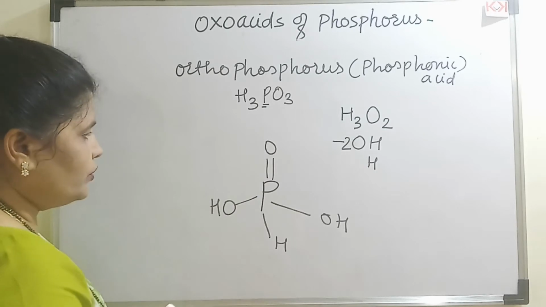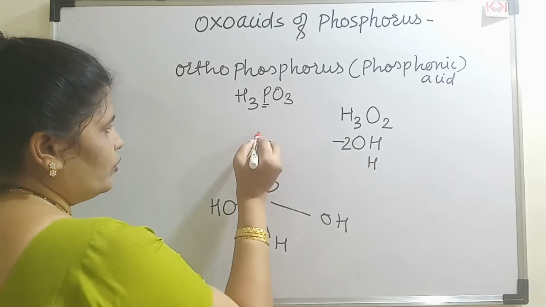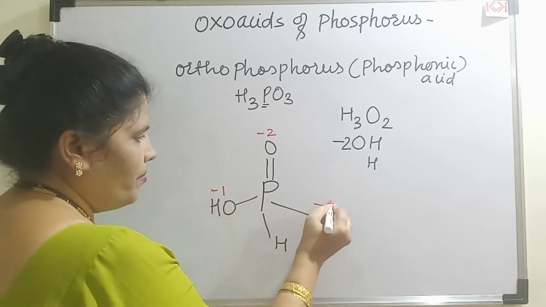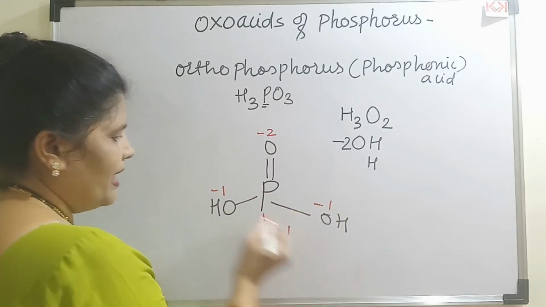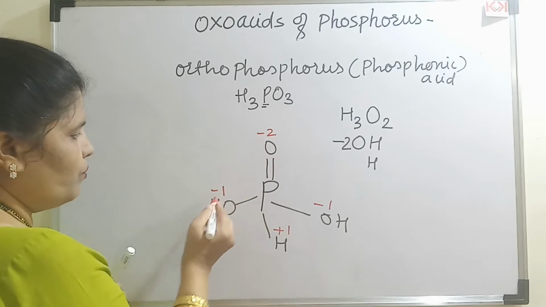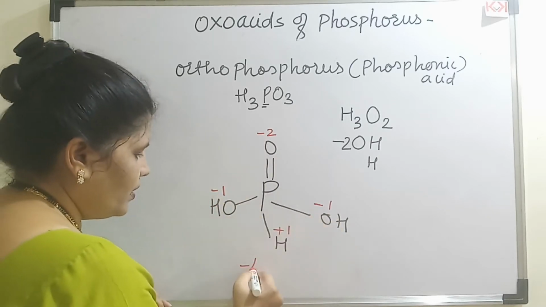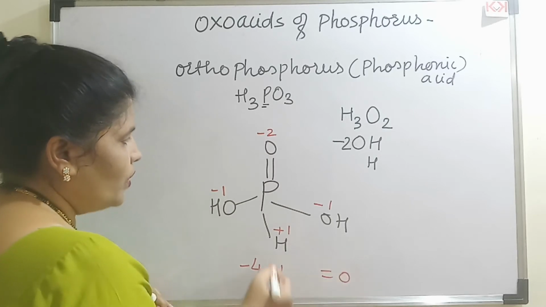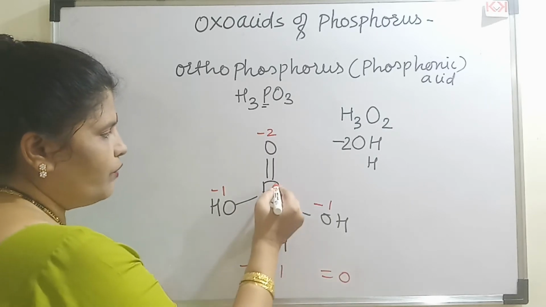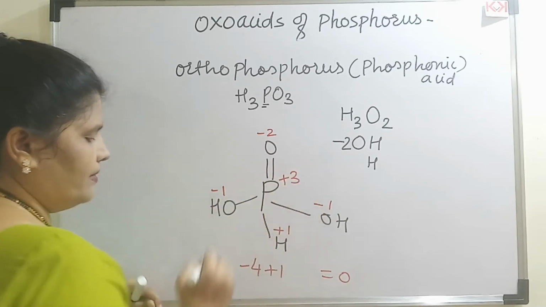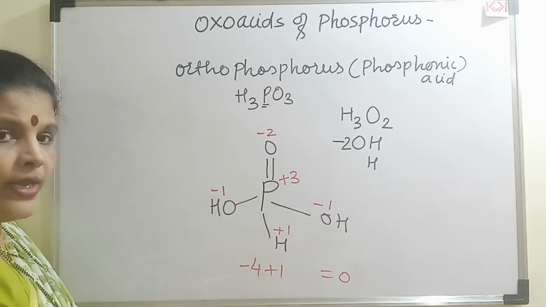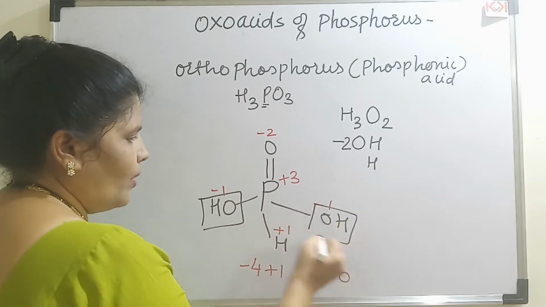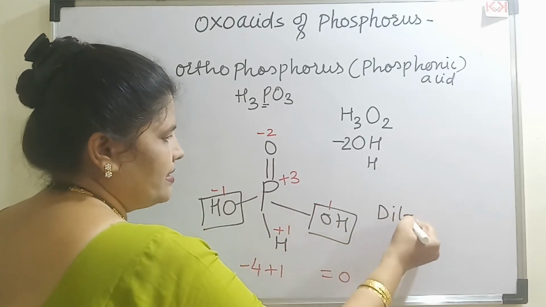Let us assign the oxidation numbers. Double bonded oxygen -2, hydroxyl oxygen -1, -1 and hydrogen +1. Make a total -2, -3, -4 and this is +1. Total should be 0. So what is the oxidation state here for phosphorus? Is +3. Let us see how many OH groups are there. Here if I see the first OH and the second OH, so this is a dibasic acid.